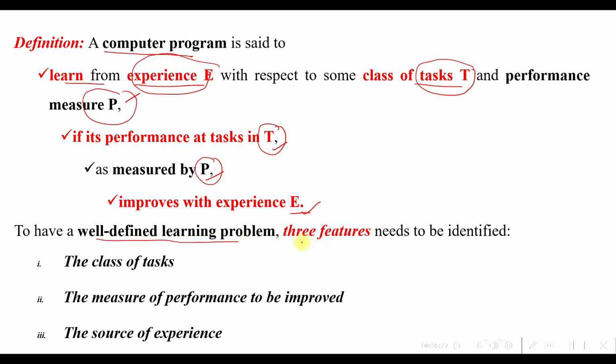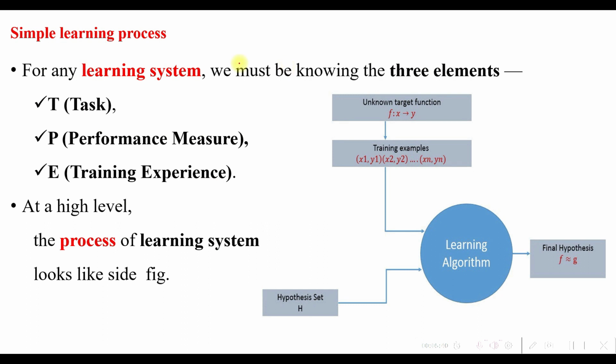For this, we have three features: the class of task, the measure of performance to be improved, and the source of experience. For any learning system, this is a simple learning process. For any learning system, you must know three elements: the task T, the performance measure P, and the experience E.